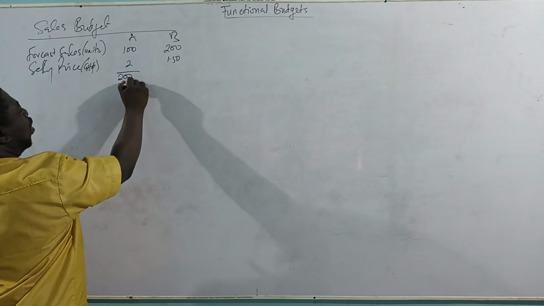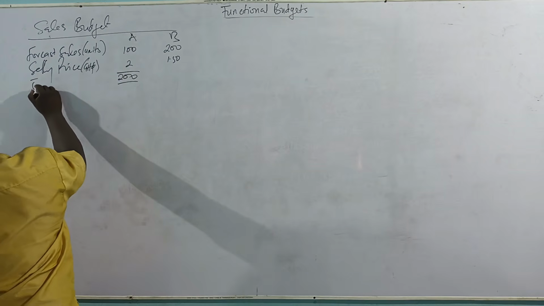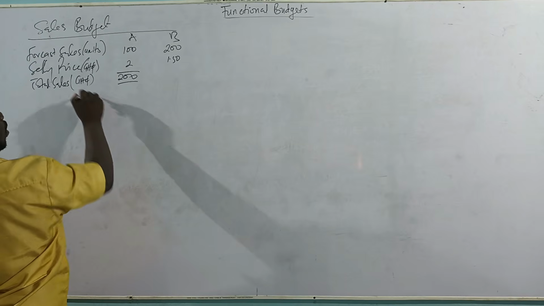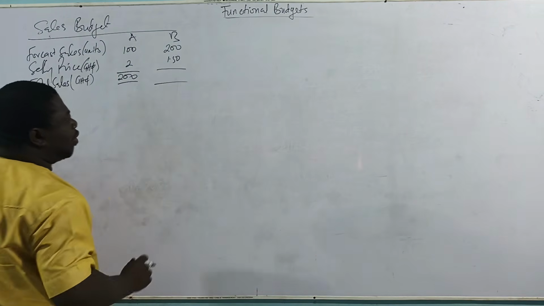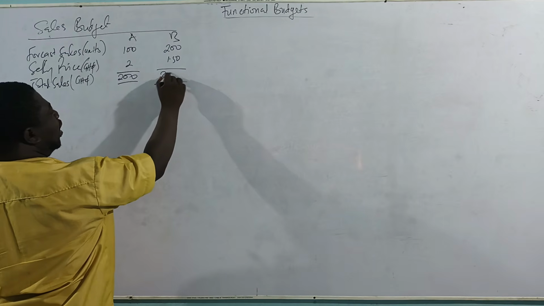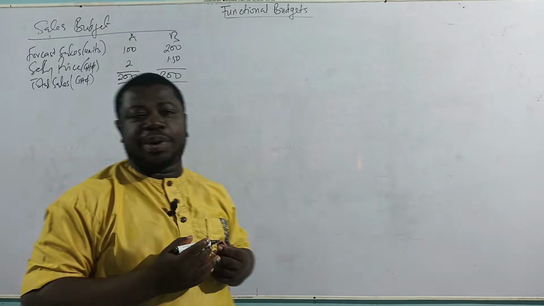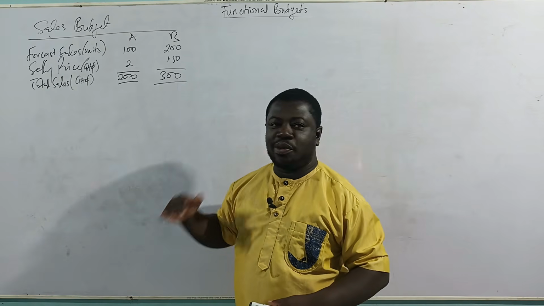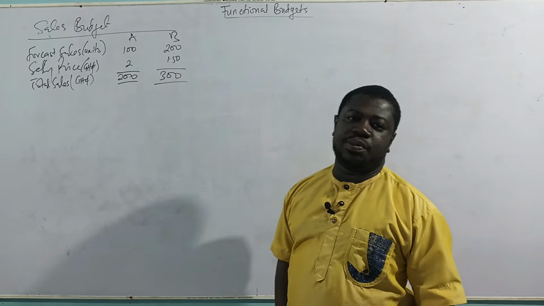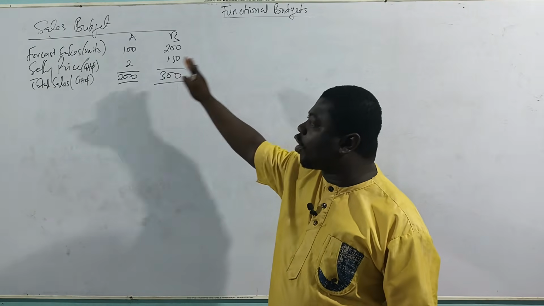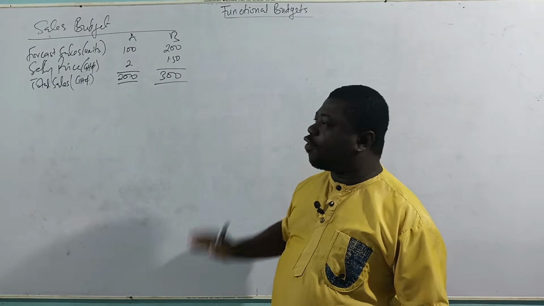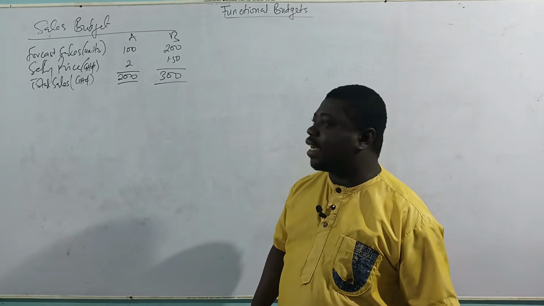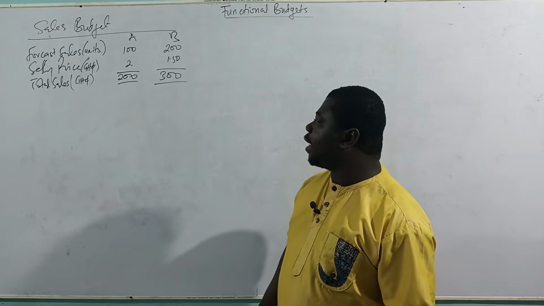That gives you 200 Ghana cedis, so that is the total sales value in Ghana cedis. Then multiplying 200 by 1.5 gives you 300. So this is how to prepare the sales budget, as simple as ABC. I'm taking you through each of them one by one, and you see how easy it is. You get your forecast sales in units, multiply by your expected selling price, or the selling price prevailing at that time, and that gives you the sales budget.